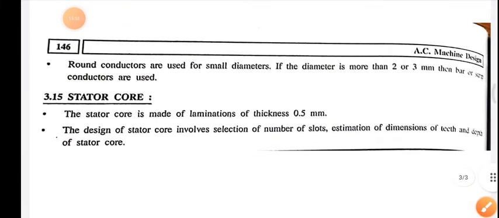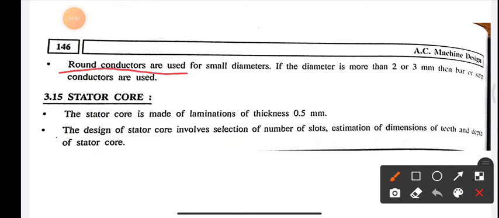Now moving further, round conductors are used for small diameters. As I said, generally the round conductors are preferred. Many reasons are there behind that. Okay, round conductor is preferred, but if the diameter is more than 2 to 3 mm, then bar or strip type conductors are used.